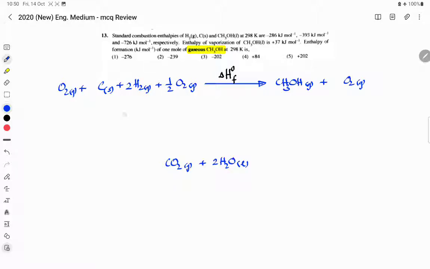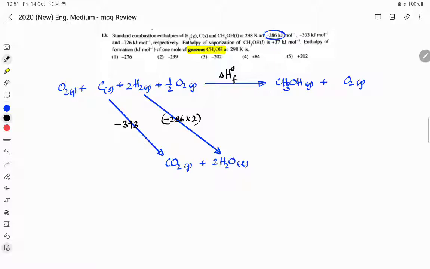The combustion enthalpy of carbon is minus 393. So this value is negative 393. Then the combustion of H2 gas is minus 286, and there are 2 hydrogen molecules. This will be the combustion of 2 H2 molecules.